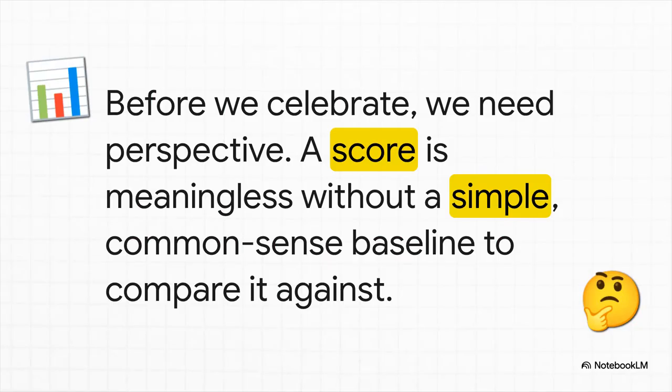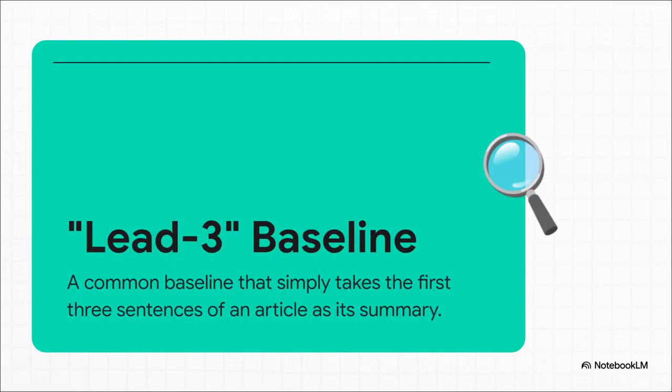But before we can start celebrating our model's genius, we need some perspective. Getting a score of, say, 20, what does that even mean? Is that good? To find out, we have to compare it against a really simple, common-sense approach to prove our fancy AI is actually worth all the effort. And this simple approach is called the Lead 3 baseline. It is ridiculously simple. It just grabs the first 3 sentences of any text and calls that the summary. It's a surprisingly tough benchmark to beat, especially for news articles.